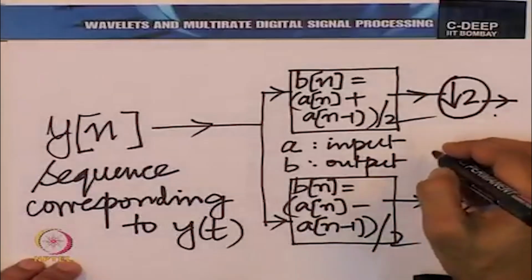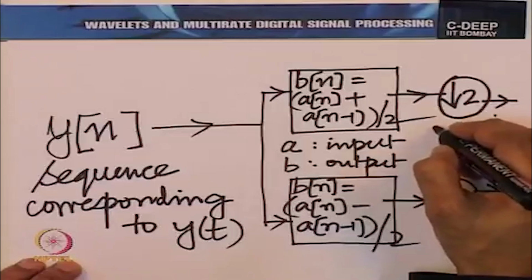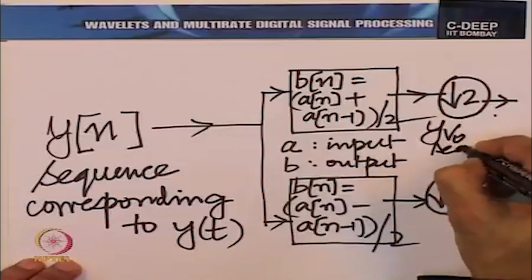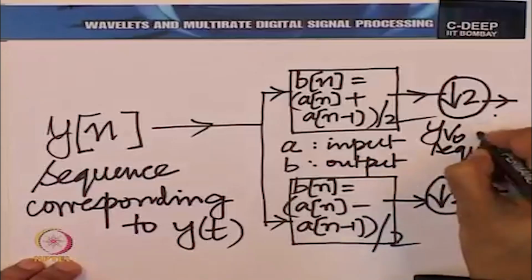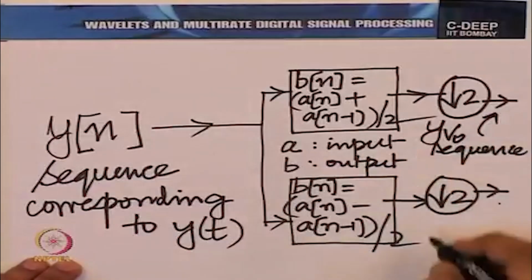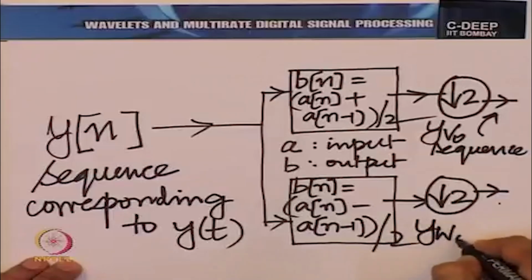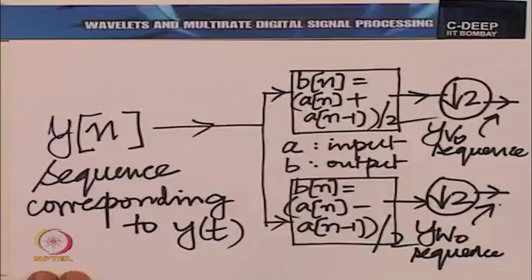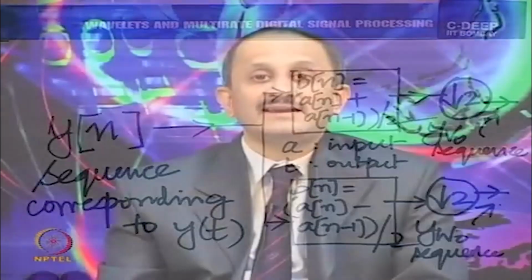Let us write that down. The Y V 0 sequence there and the Y W 0 sequence here. In fact, what we should do is to describe these filters in terms of their system functions, rather than describe them in the time domain as we are doing here.